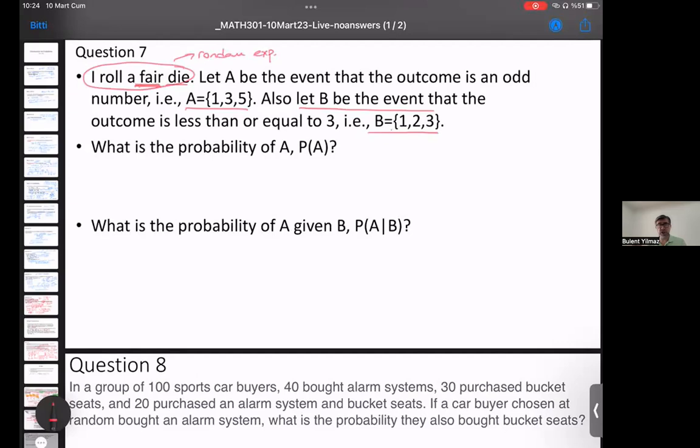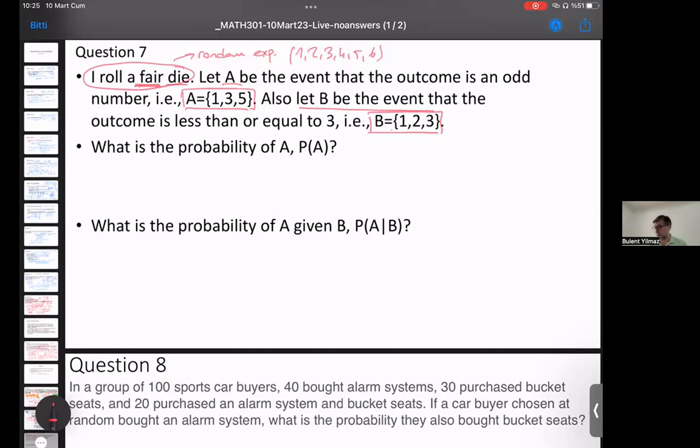There are two events, each a subset. If I roll a die, what is the sample space? 1, 2, 3, 4, 5, 6, right? These are the possible outcomes. Event A is a subset of that, and it will be the odd numbers. Another event, another subset, is B, which is numbers less than or equal to 3.